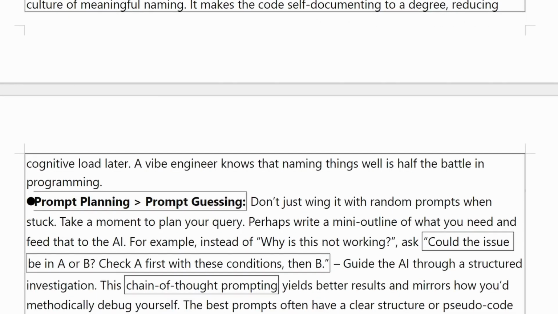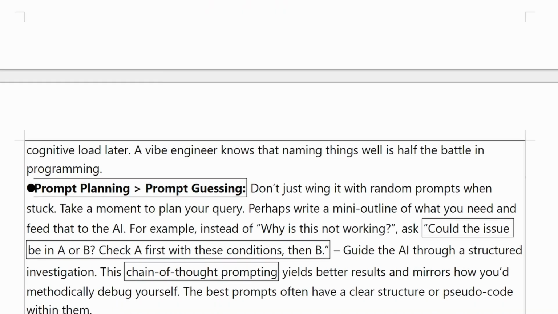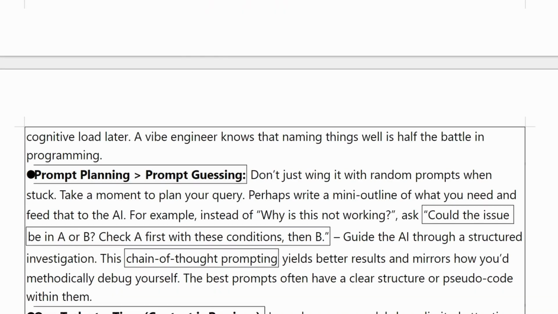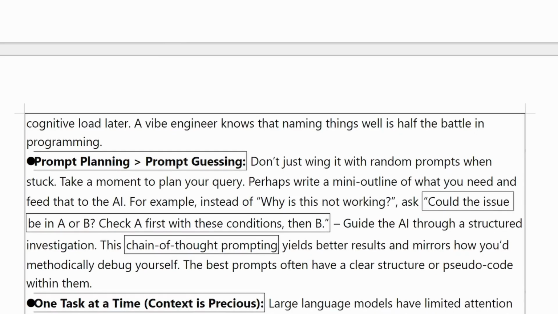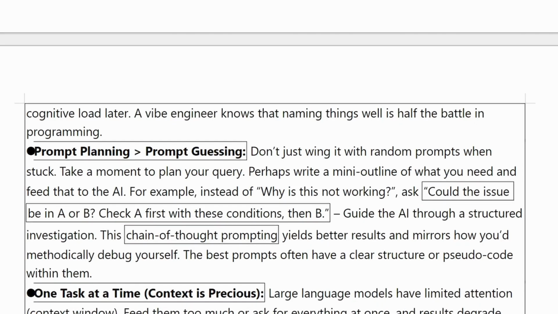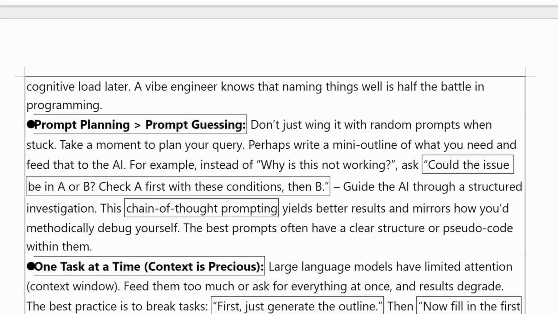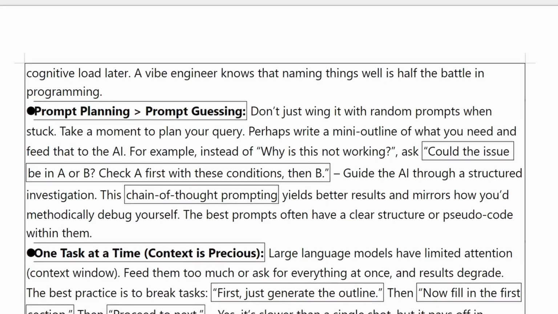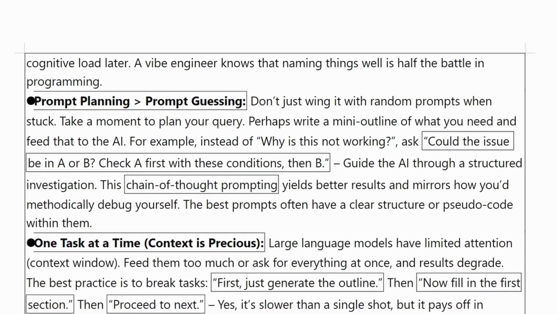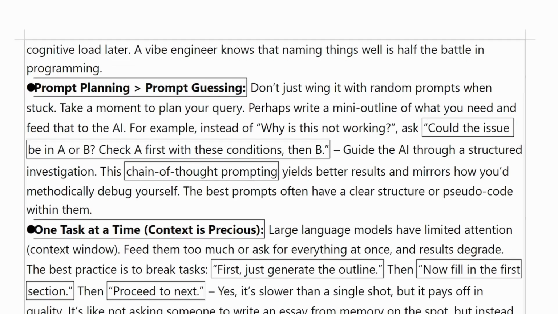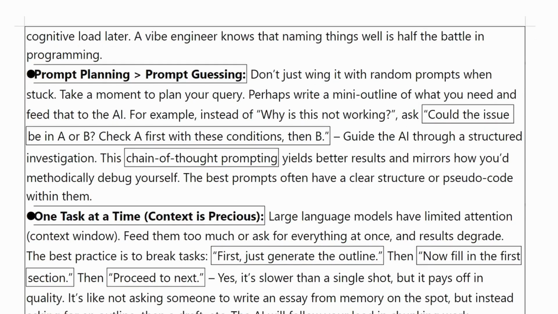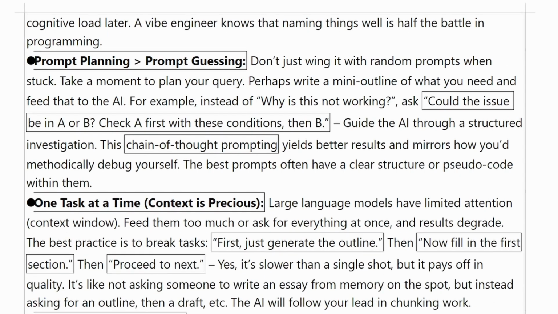Prompt planning greater than prompt guessing. Don't just wing it with random prompts when stuck. Take a moment to plan your query. Perhaps write a mini outline of what you need and feed that to the AI. For example, instead of "why is this not working?" ask "could the issue be an A or B? Check A first with these conditions, then B." Guide the AI through a structured investigation. This chain of thought prompting yields better results and mirrors how you'd methodically debug yourself. The best prompts often have a clear structure or pseudocode within them.